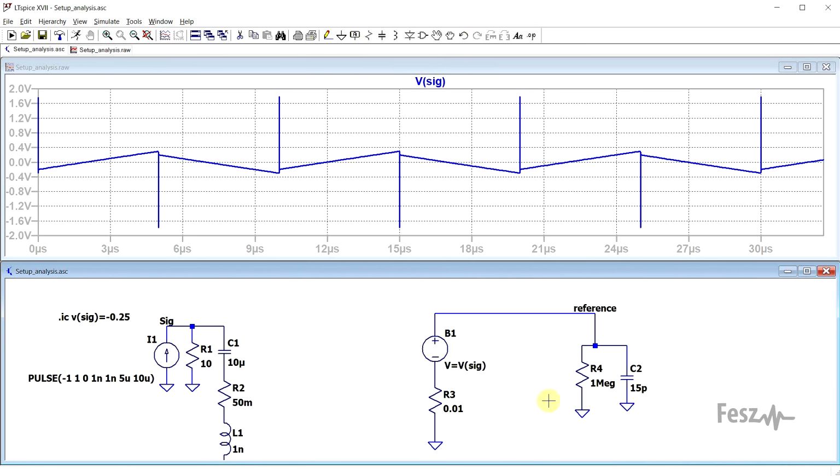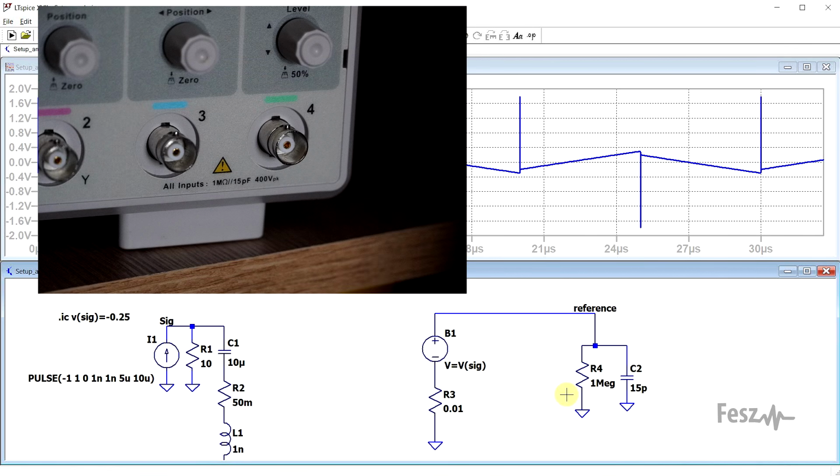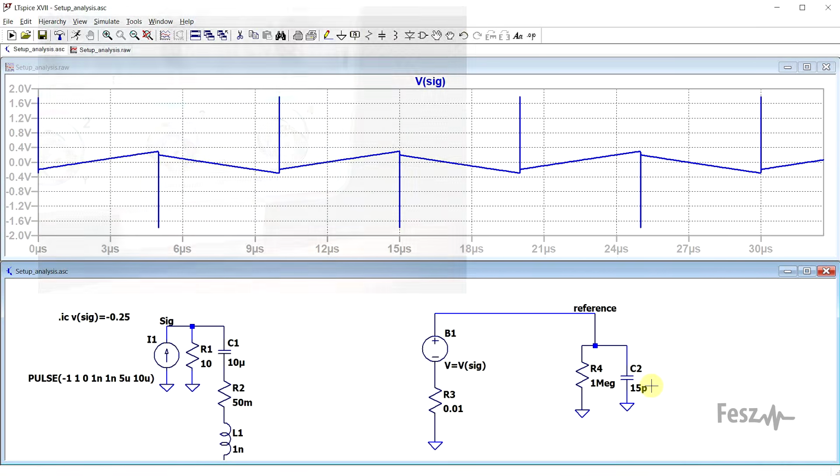So for the final setups, I took a behavioral voltage source that just takes the voltage from our signal generator and then applied it to the standard impedance of a typical oscilloscope. Most oscilloscopes set to high impedance input will have a 1 megohm in parallel with about 10 to 15 picofarads of capacitance. And well, with a direct connection, we get to read exactly what we're supposed to read. So the two waveforms, the signal generator and what the reference is measuring, are identical.